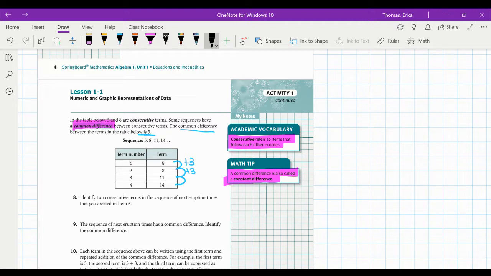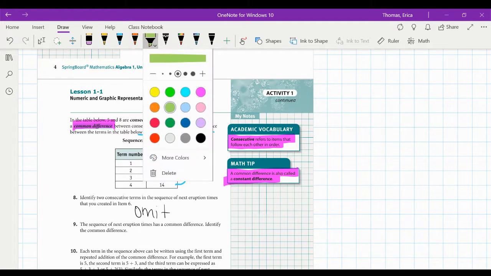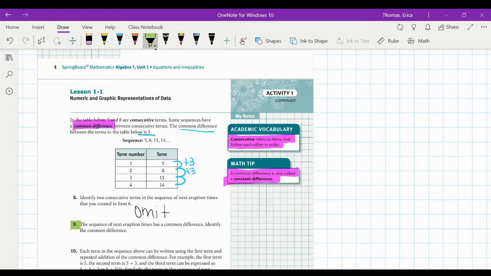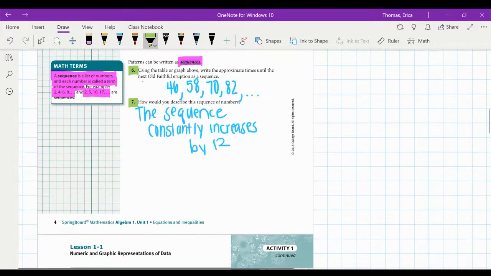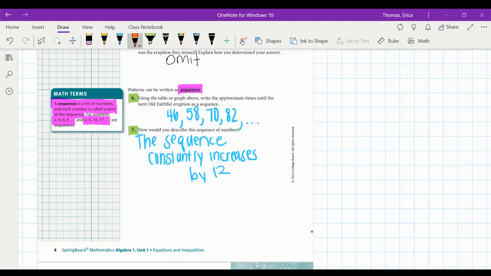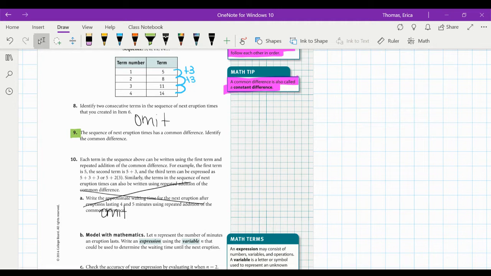We are going to omit number 8. So we're moving on to number 9. The sequence of next eruption times has a common difference. Identify the common difference. So looking at our sequence, what's our common difference here? Every time we increase by 12. So the common difference is 12.